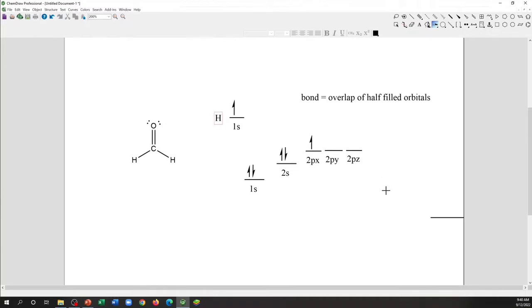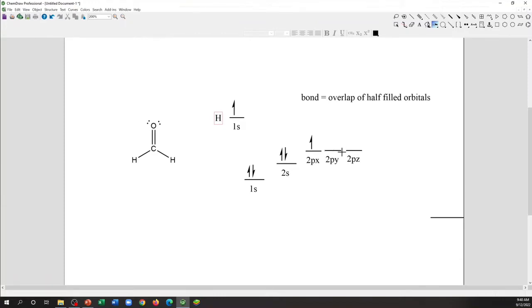Once you put the first electron in there, now the second electron has to respond. Electrons don't like to occupy the same orbital unless they have to. So the second electron is not going to fill this first orbital, the 2px.